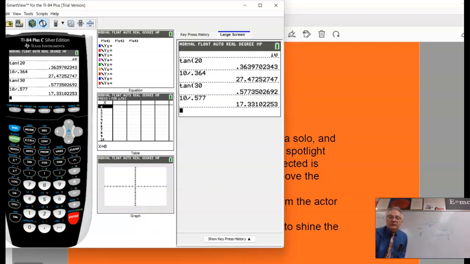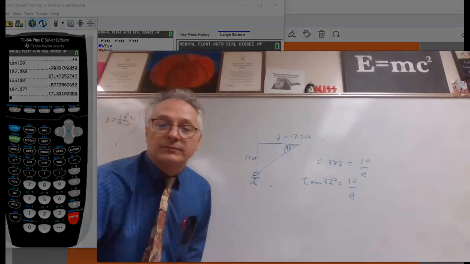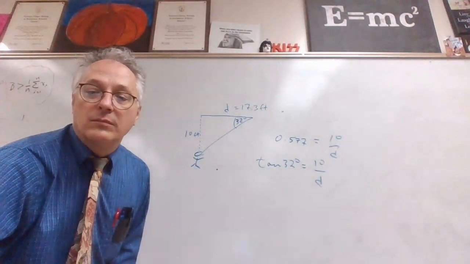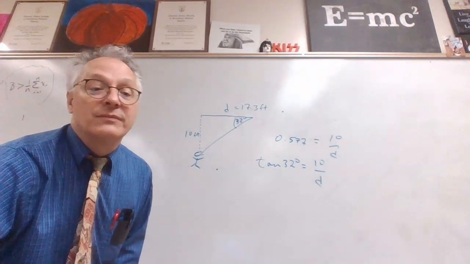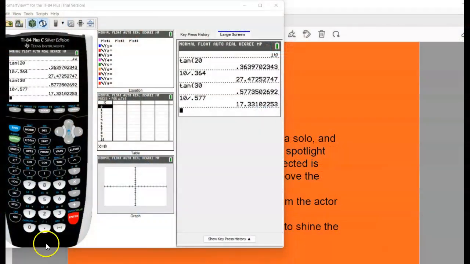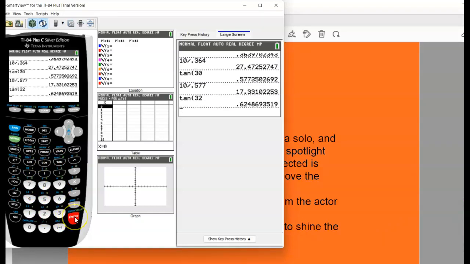Same, want to take a look. See, now I'm going to just do 32 degrees. So the tangent of 32 is equal to 0.624. That's going to be equal to 10 over D.